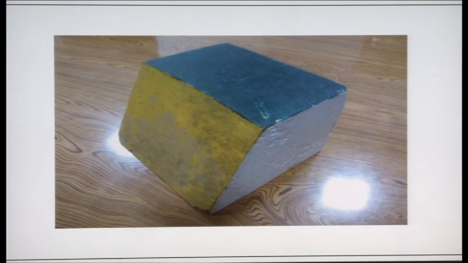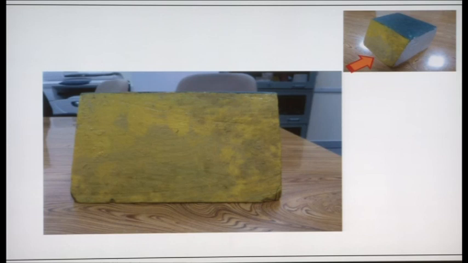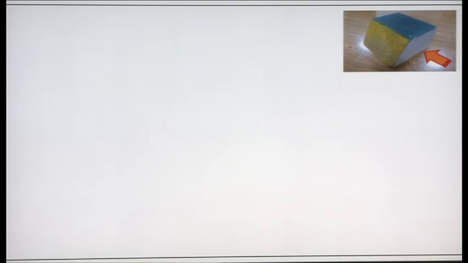Let's see. So we have the first object here, and let's try to look at this object from different directions. Let me take this object onto the top right corner of my screen. Let's look at this object from this side. How does it look? This is how it looks. It's actually a rectangle. Now let's look at this object from the top. How does it look? Again, pretty much like a rectangle. And if I look at this object from this side, it looks like a trapezium.